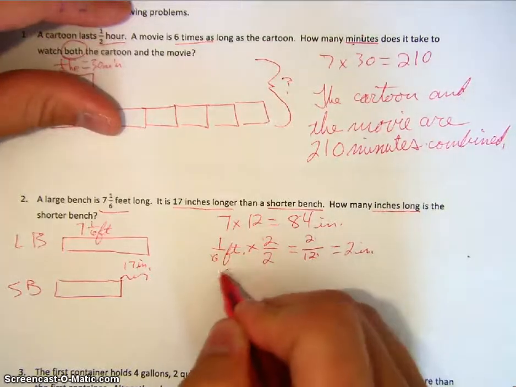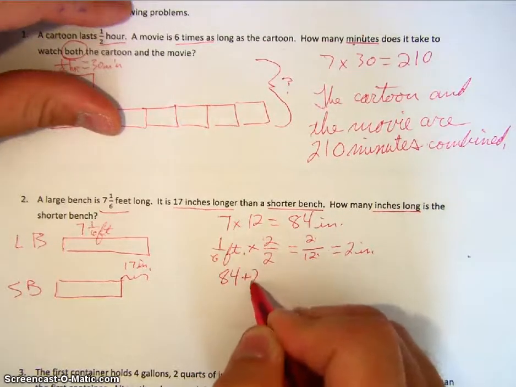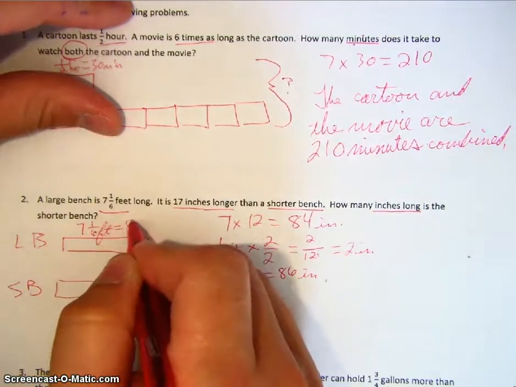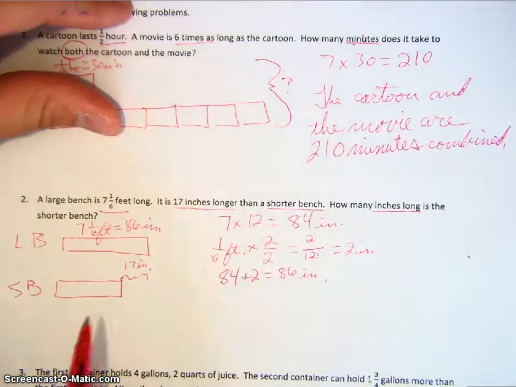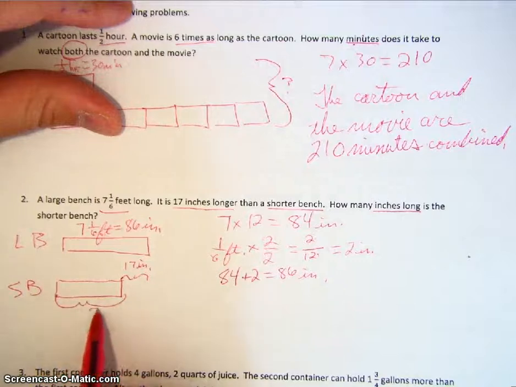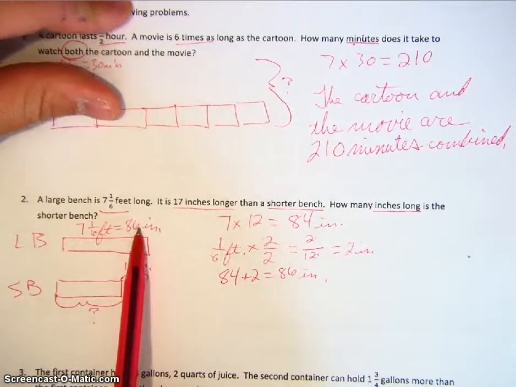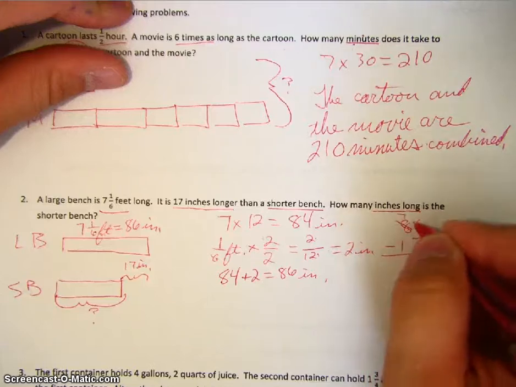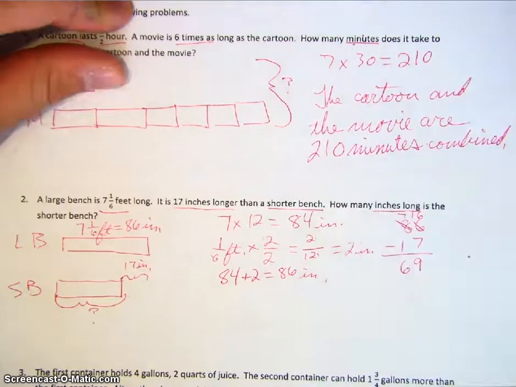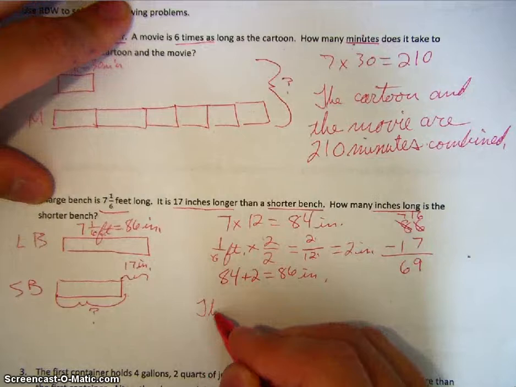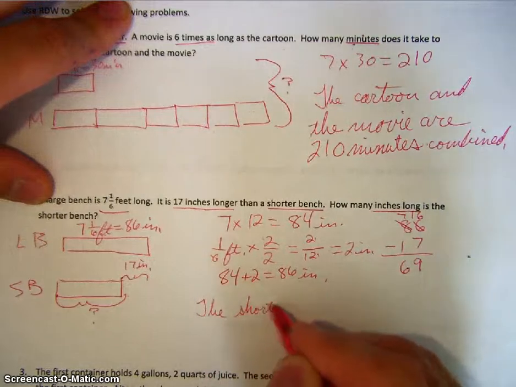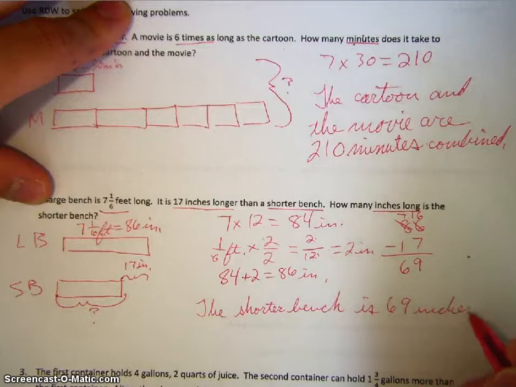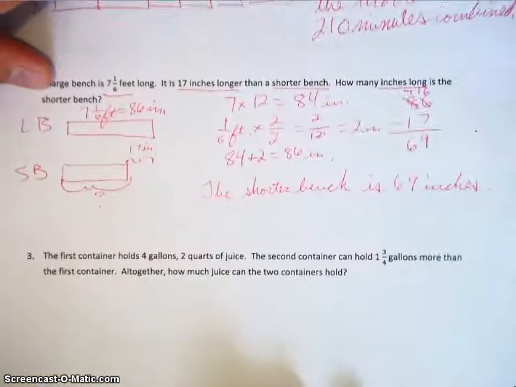So now we add these up, 84 plus 2, that gets us 86 inches. So that means our large bench is 86 inches long. So now we need to know how much is the shorter bench. So now we take our 86 and subtract the 17. Subtract that out and you see that we get 69 inches. So the shorter bench is 69 inches.